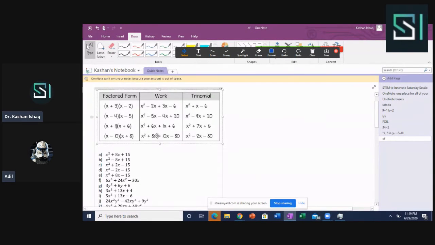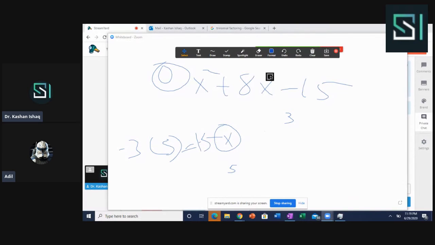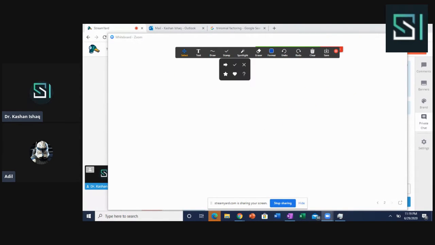x squared negative 2x negative 80. Let's do one more. Quickly, let's do this one: x squared negative 2x negative 80. Okay, go for it.